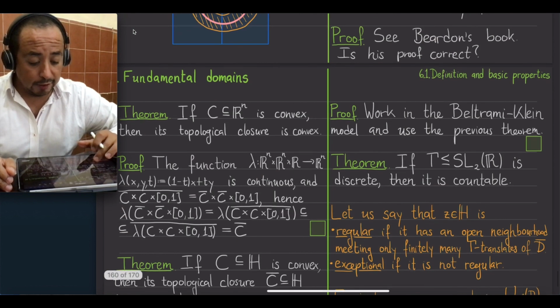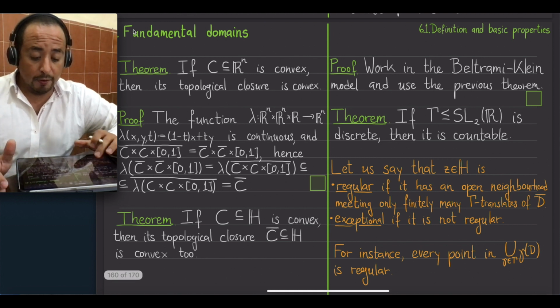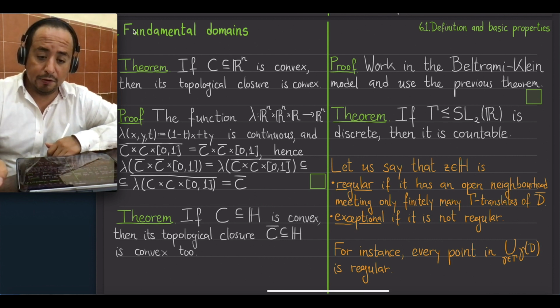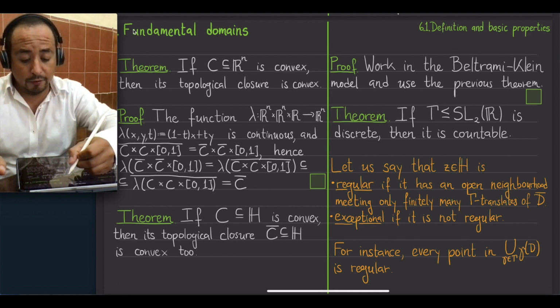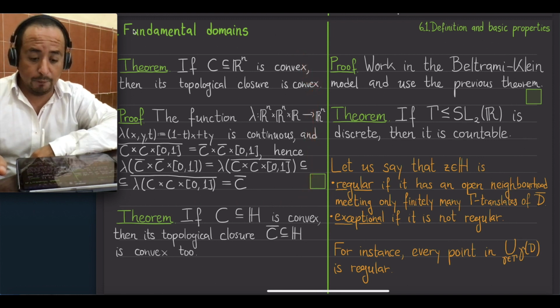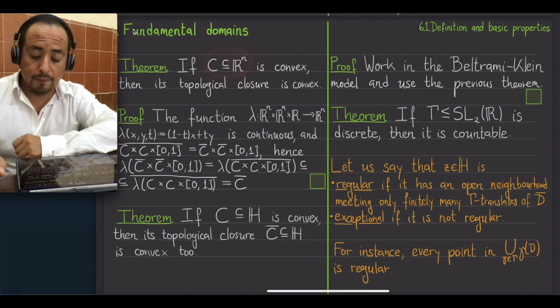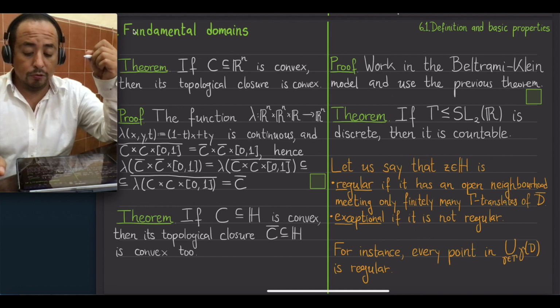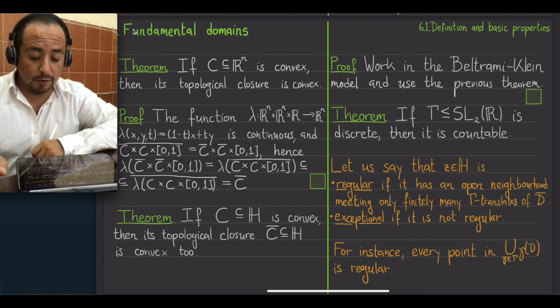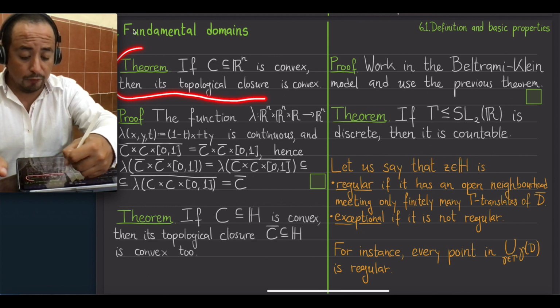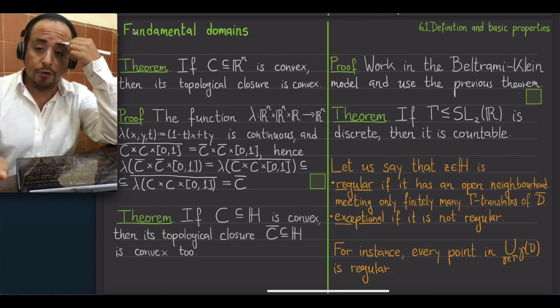Okay, so let's start. The first thing I want to prove is that if we are given a convex subset of the hyperbolic plane, then its topological closure in the hyperbolic plane is convex too. For that, I'm going to prove first that the corresponding property holds in Rn, in Euclidean space. Then I'm going to deduce the property for the hyperbolic plane using the Beltrami-Klein model. So if a subset of Rn is convex, then its topological closure is convex.